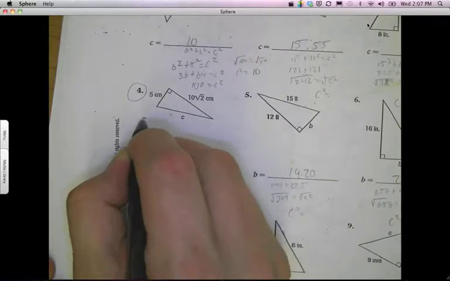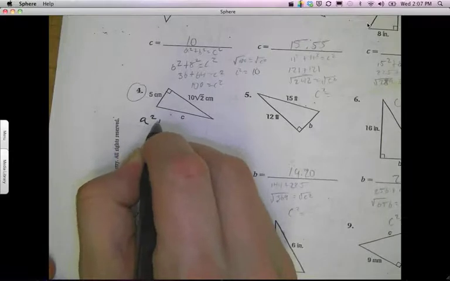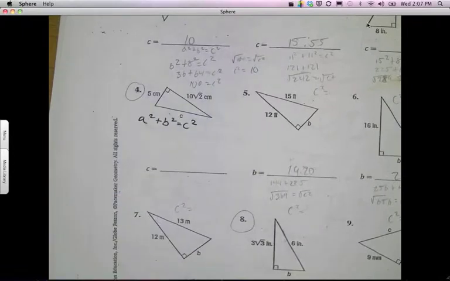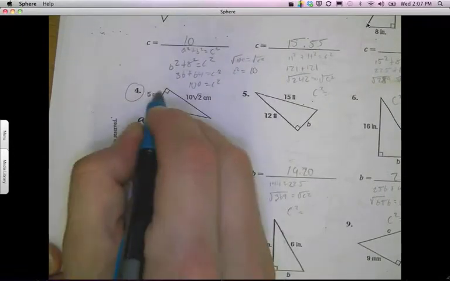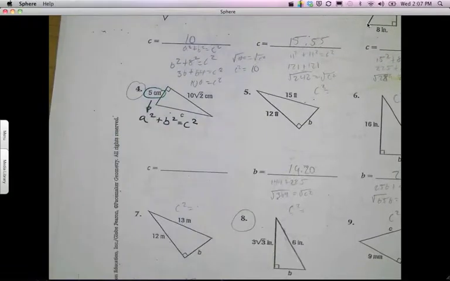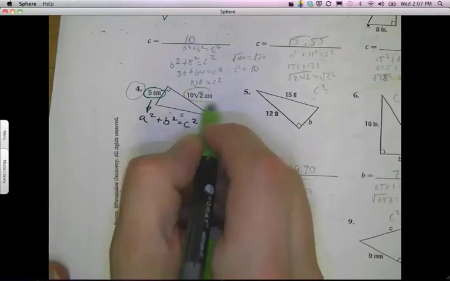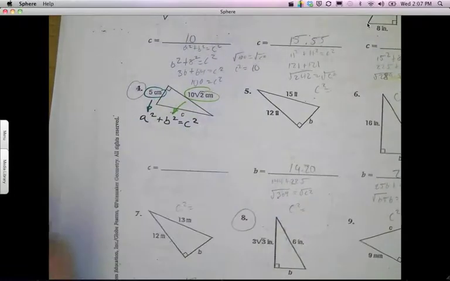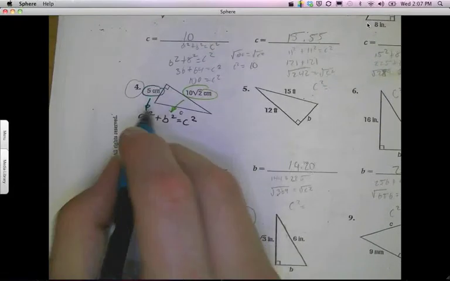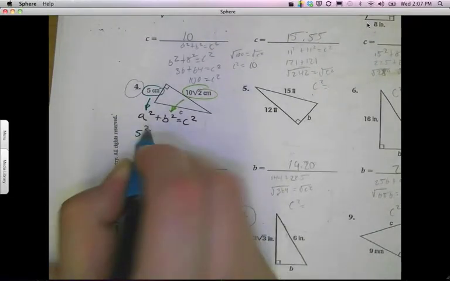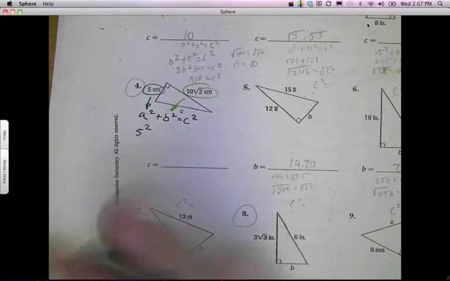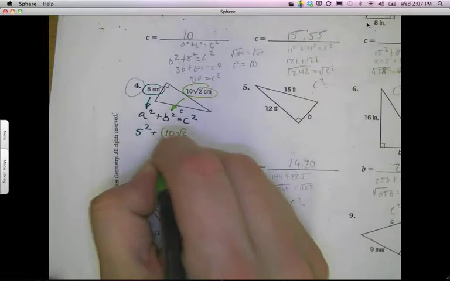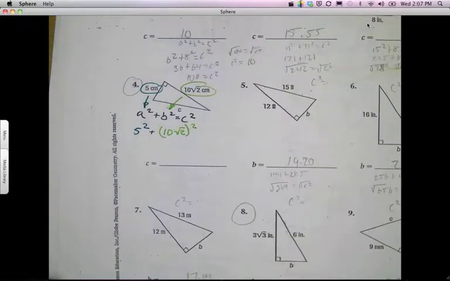All right. The Pythagorean theorem is a squared plus b squared equals c squared. And if you look up here, all the different pieces, this is my a squared. This number is my b squared, because it's my other leg. And my c squared is the part I don't know. So I'm going to put those two numbers into my equation. So this becomes 5 squared plus my 10 times the square root of 2, squared, and that's equal to c squared.